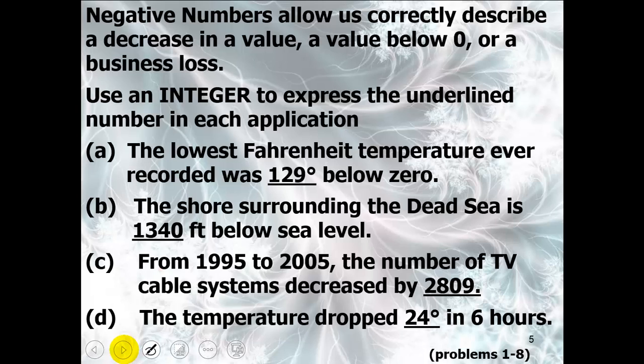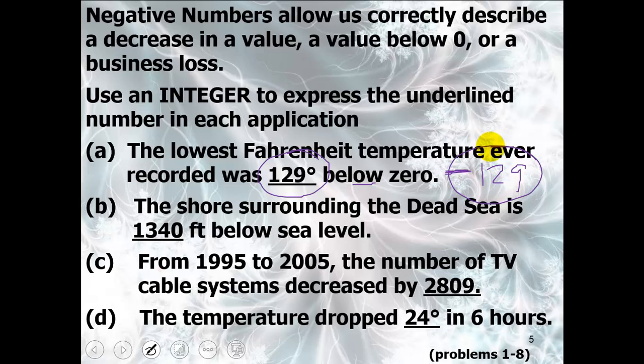Negative numbers. They allow us to correctly describe a decrease in a value below zero, or a business loss. In the next examples, use an integer to express the underlying number in each application. Example A, the lowest Fahrenheit temperature ever recorded was 129 degrees below zero. We want to write 129 degrees below zero as an integer. Below would be minus, negative 129. There's the integer.